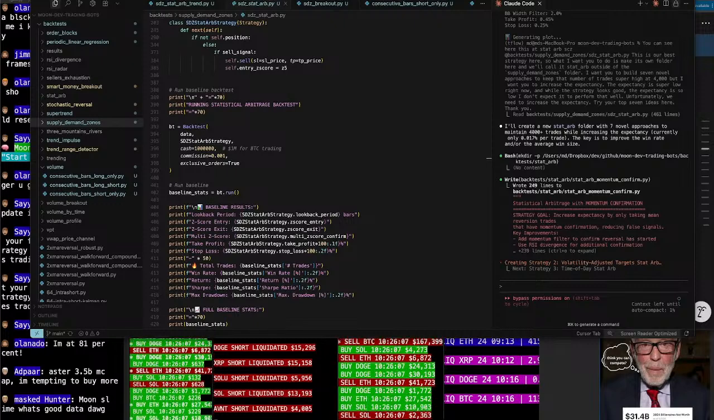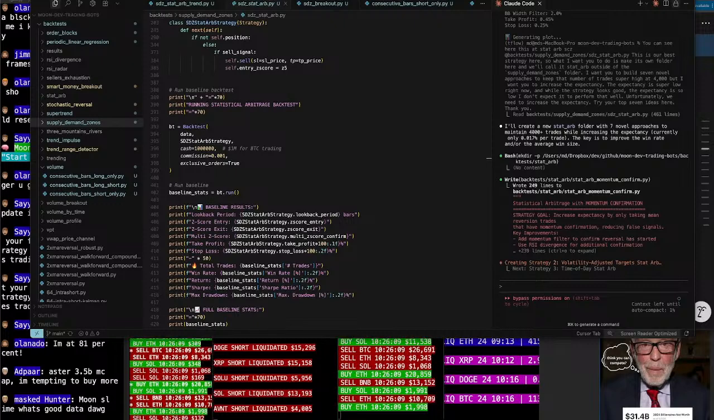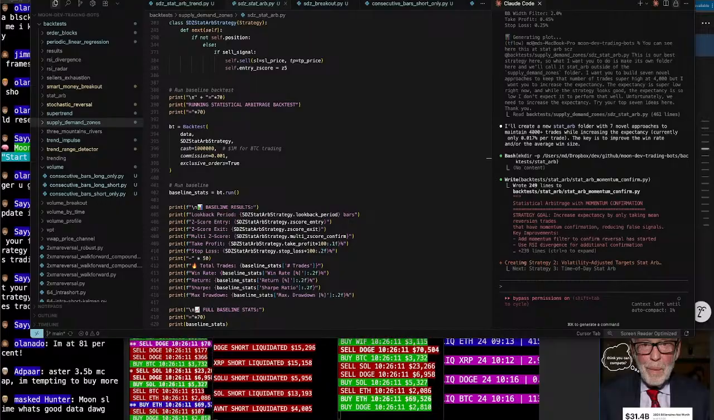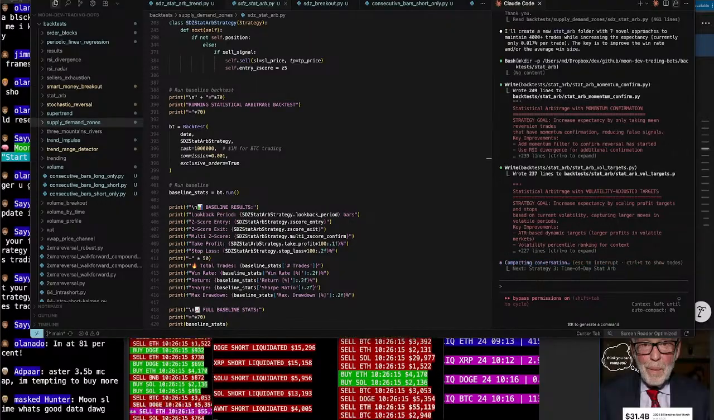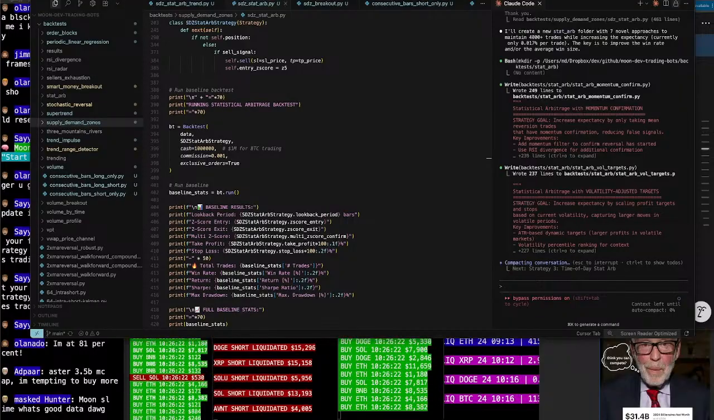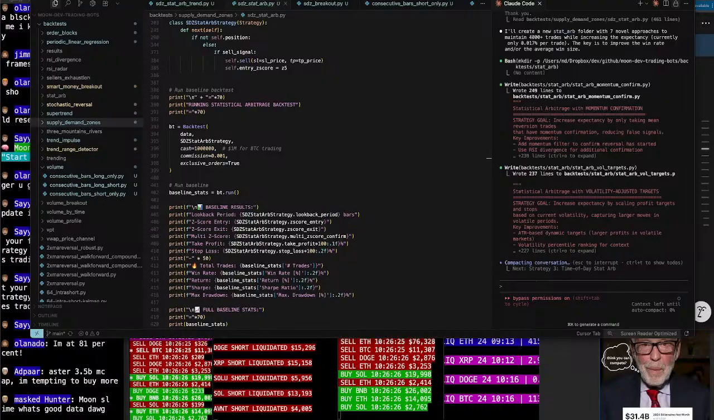Tempted to buy more. Moon Slime, what's up, bro? What's good, Mask? What's up, Mask? How you doing? The Mask Man. The Masked Man is here.